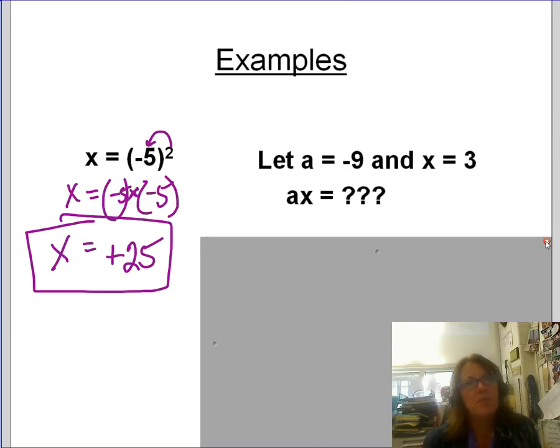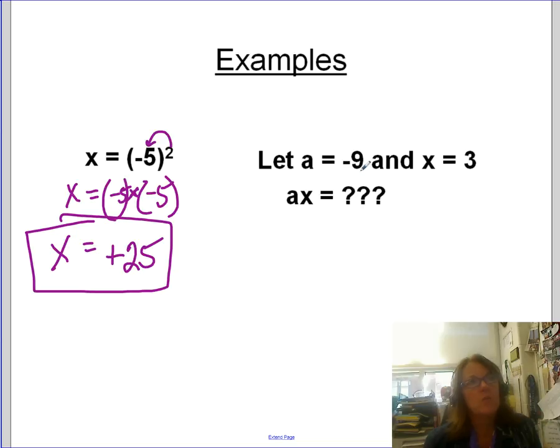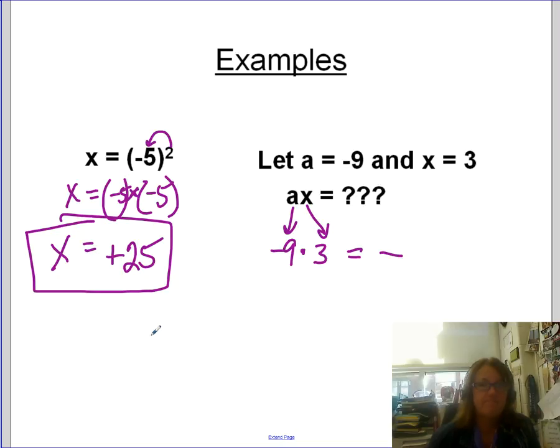All right, what about this one? Let a equal negative 9, let x equal 3, then a times x would be equal to what value? Well, let's go here. a is negative 9. x is positive 3. So evaluate now what negative 9 times a positive 3 is. Different signs, negative. 3 times 9, 27.